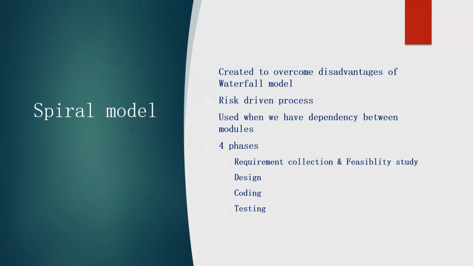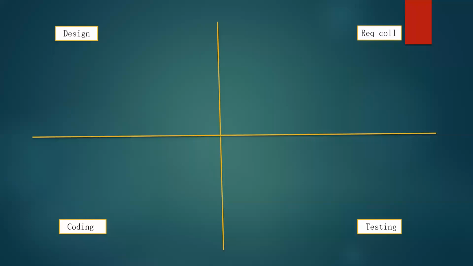So now I'll show how the spiral model works. These are the 4 phases of our spiral model. This will be split across like this: the requirement collection, the design, the coding and the testing. In our requirement collection phase, this is where we get our requirements. Earlier, we would not always get a requirement in a complete way. So say I have a first set of requirements.